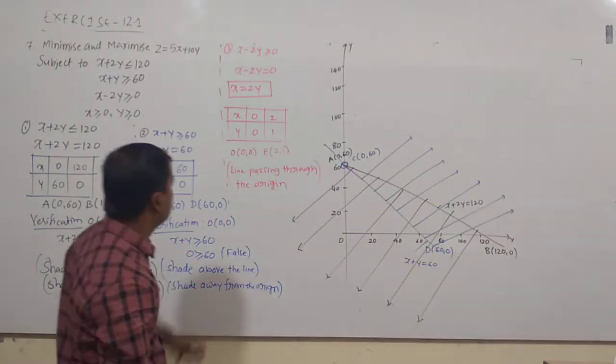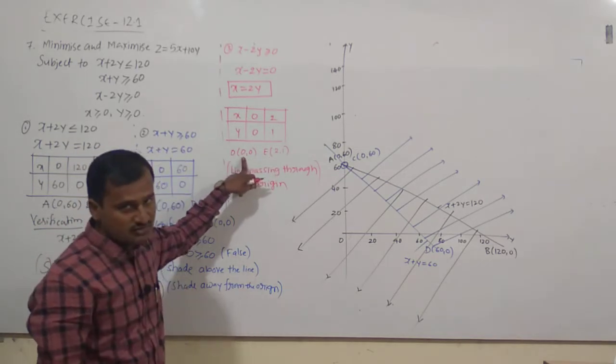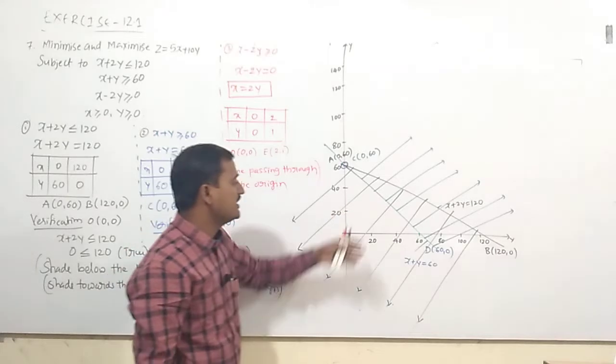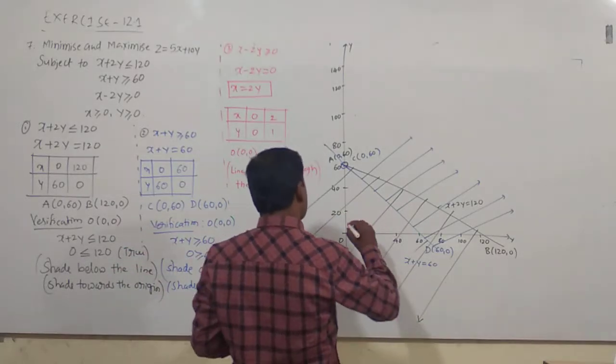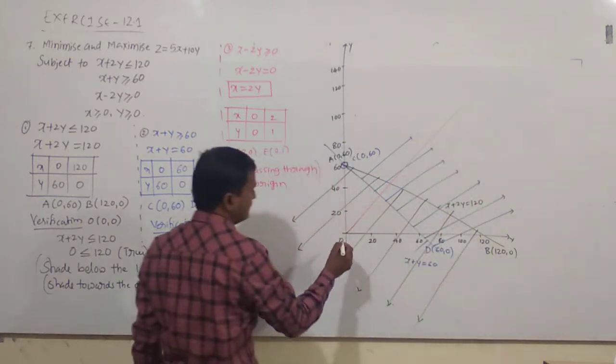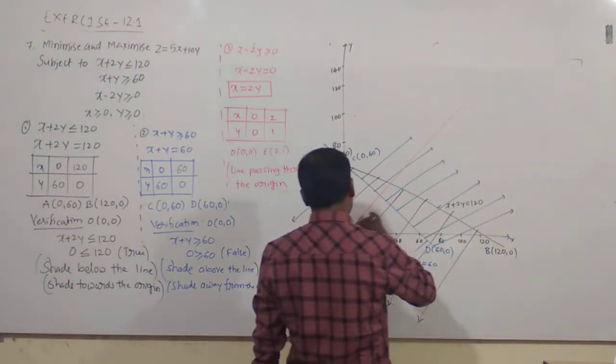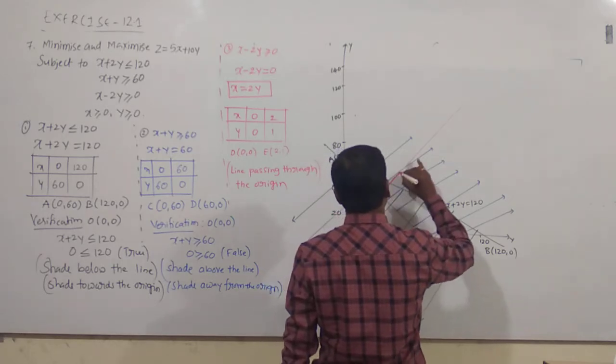Next, this one: 0 comma 0 and 2 comma 1. The first point is 0 comma 0, and clearly the line is passing through the origin. So I should draw a line that passes through the origin. This is the line, I will make it dark.